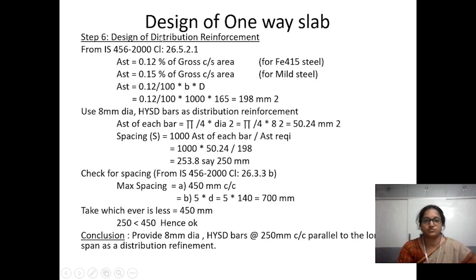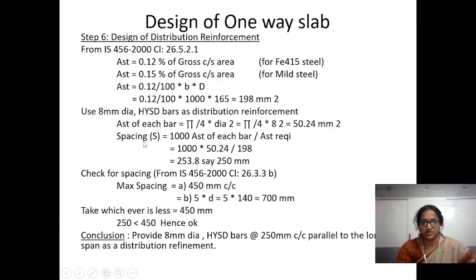Now coming to the distribution reinforcement. The next step 6 is nothing but the design of distribution reinforcement. From IS 456 clause number 26.5.2.1, the AST is equal to 0.12% of gross cross-sectional area for Fe 415, and for mild steel it is nothing but 0.15% of gross cross-sectional area. So I have substituted the values and I got the AST as 198 mm square. So for distribution we can go for 8 mm, it is not required to go for 10 mm. So I have chosen 8 mm dia bars as the distribution reinforcement.